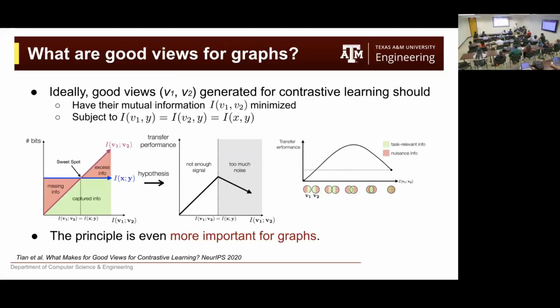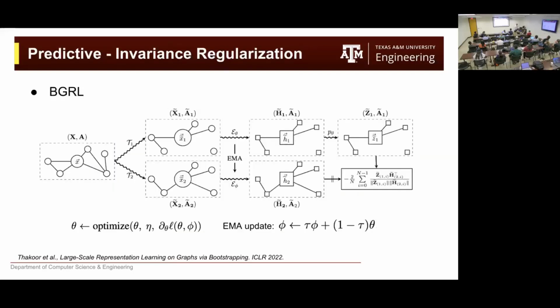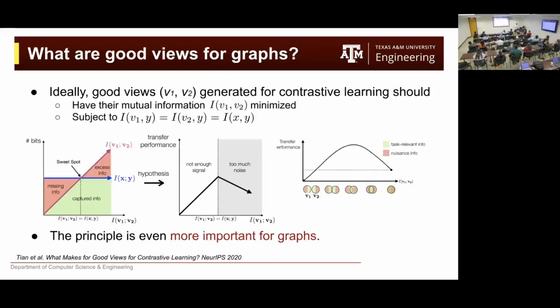And many recent works studying how we generate views are based on this intuition. For example, there are some adversarial learned view generators where, for the generator part, we want to minimize the mutual information, and for the contrastive learning part, we want to maximize the mutual information. That's a very interesting example. And that's all for the contrastive part.